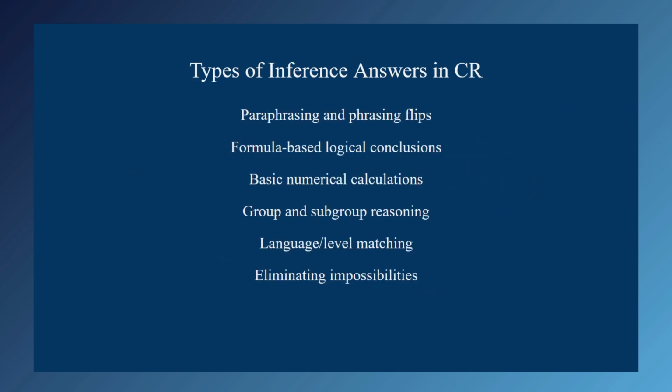So, in summary, here are the 6 things to look for: paraphrasing and phrasing flips, formula-based logical conclusions, basic math calculations, group and subgroup reasoning, so group makeup dynamics, that sort of thing, language and level matching, make sure that your choice doesn't go past the level of the passage, and answers that just state that something impossible did not happen.